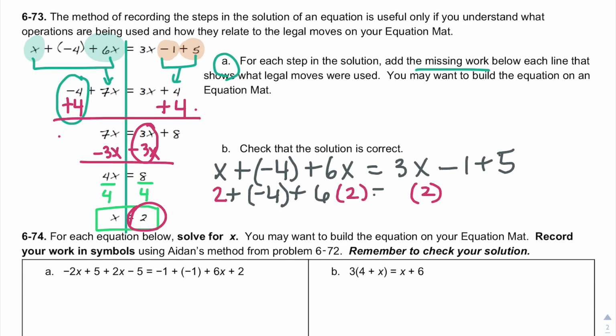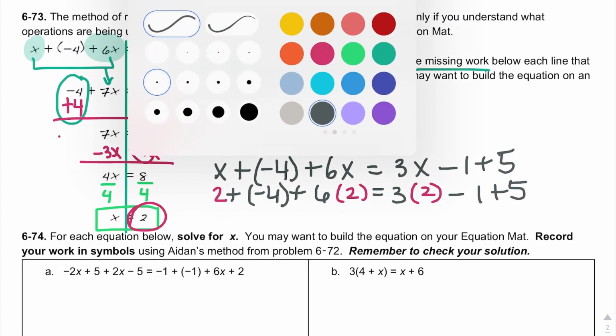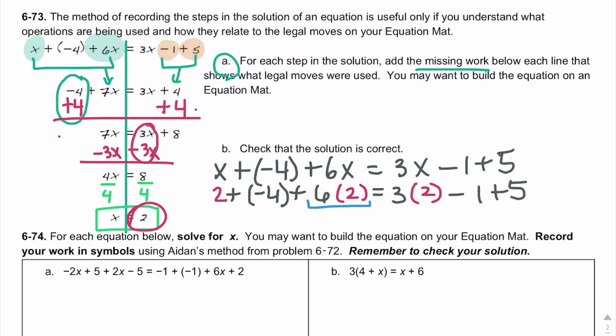So that's 6 times 2. And then on the right side, it's going to be 3 times 2 minus 1 plus 5. So let's do order of operations. We're going to do the multiplying first. 6 times 2 is 12. 3 times 2 is 6. 6 minus 1 plus 5.